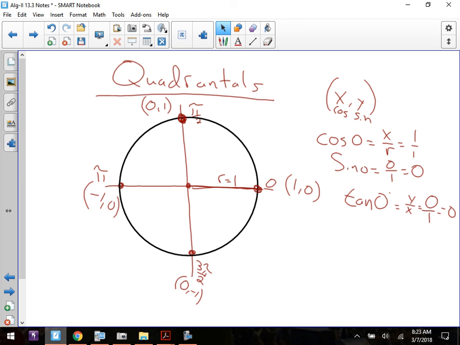This is why everything works. Quadrantals. Your quadrantals are 1s and 0s. It's a matter of which one you are placed at.